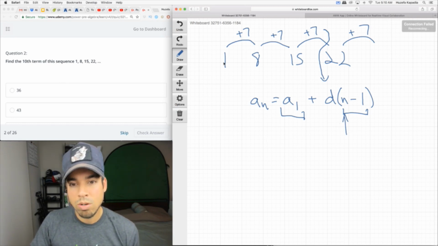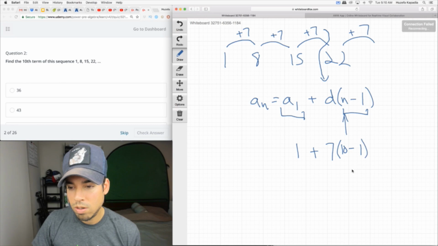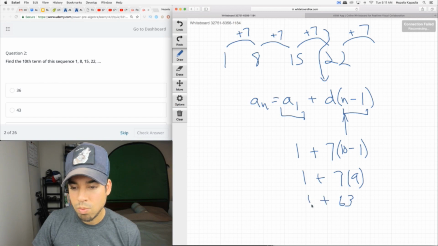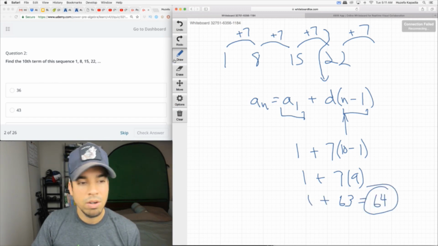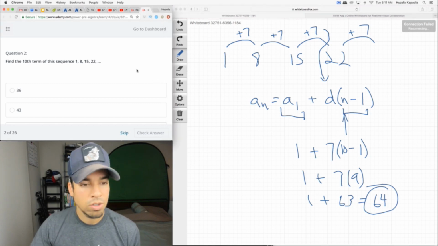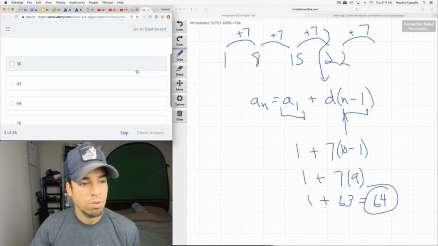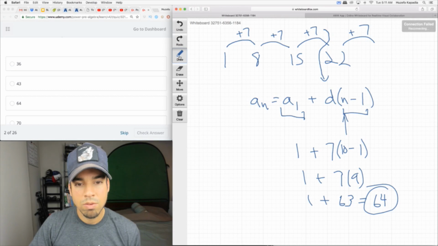So it'd be a1, which is 1, plus d, which is 7, times 10 minus 1. So this is 7 times 9. This is 63 plus 1 equals 64. Now we could also carry this out a different way. Let's just make sure it's there. Yeah, 64 is there. We could also carry it out another way and verify that this is indeed the 10th term.